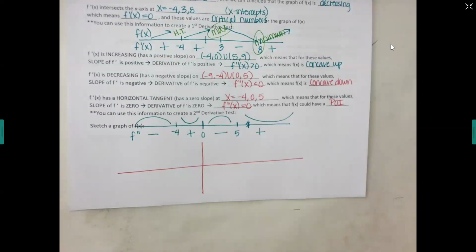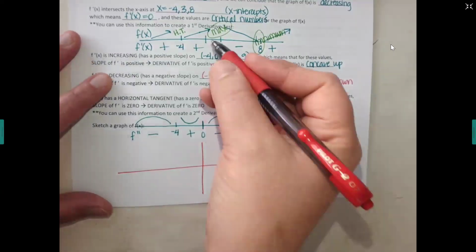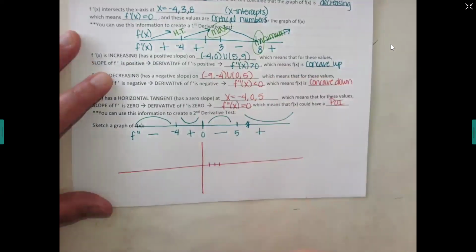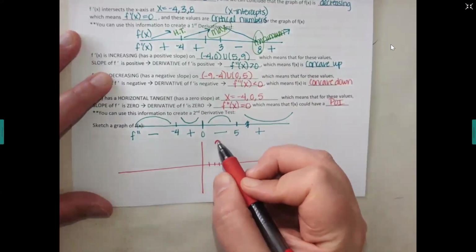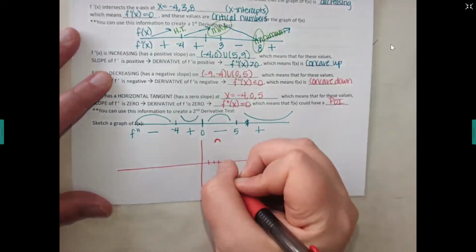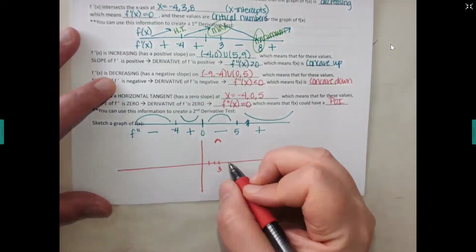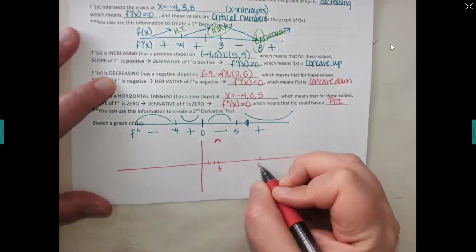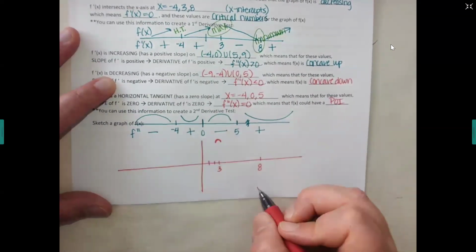Anywhere that you have a max, I want you to put a little top cap. Anywhere you have a min, I want you to put a little bottom, like a little valley. So where is my max supposed to happen? 3. So 1, 2, 3. I'm going to give myself a little max, kind of like the top of a hill. Then I'm supposed to have a min at what number? 8. At 8. So we'll do 4, 5, 6, 7. We'll say 8's out here. And I'm going to give myself a little min.